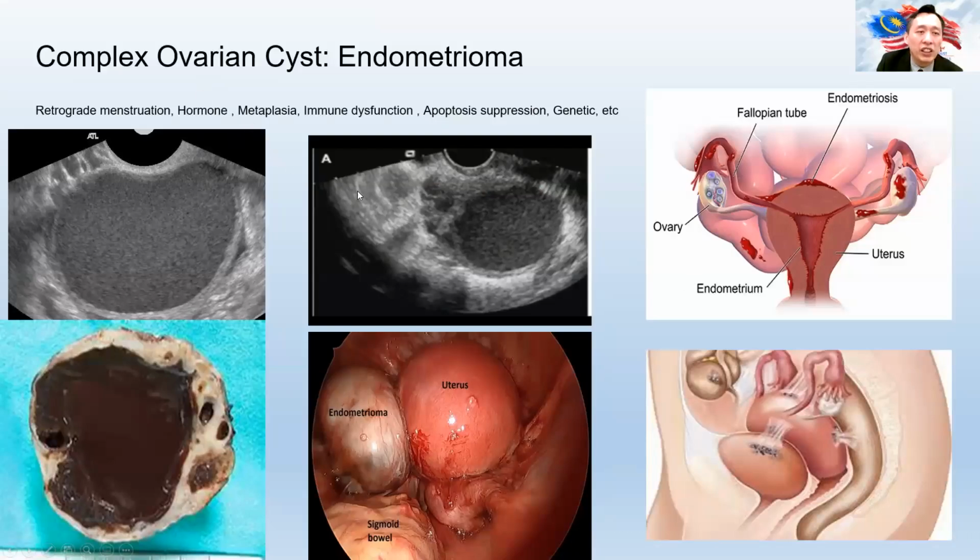Complex ovarian cysts such as endometrioma are due to retrograde menstruation, hormonal stimulation, metaplasia, immune dysfunction, impaired apoptosis, or genetic factors. That means there's a backflow of the menstrual blood with the endometrial cells back into the peritoneum. And these endometrial cells implant on the uterus, on the bowel, and on the ovary. When they invade into the ovary, when the menstruation starts, this ovary starts to bleed, creating a chocolate cyst or endometrioma. Normally, it causes pain, menorrhagia, and infertility.